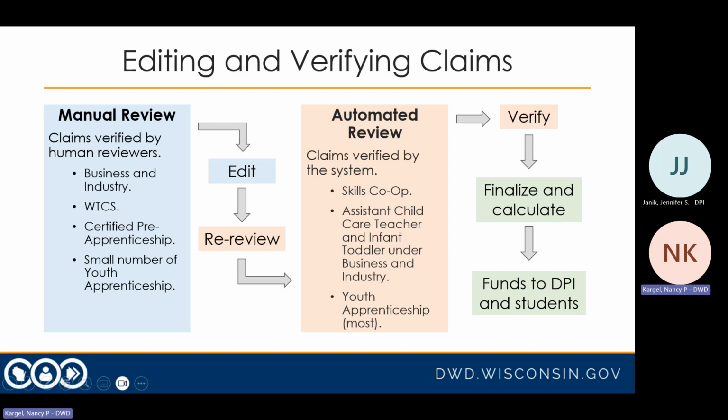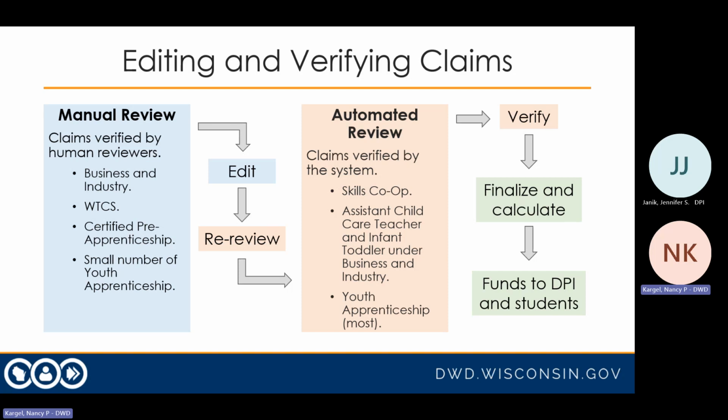The review and edit phases are shown on this graphic in blue boxes. In the review phase, DWD manually reviews claims that were submitted under most of the claim categories: business and industry, the Wisconsin Technical College System, or WTCS, and certified pre-apprenticeship. Youth apprenticeship, or YA, staff reviews YA claims that have technical issues, but most of the YA claims are put through an automated review. The DWD reviewer's job is to examine the details of the manually reviewed claims, including the provided documentation, to verify that the claims meet program requirements.